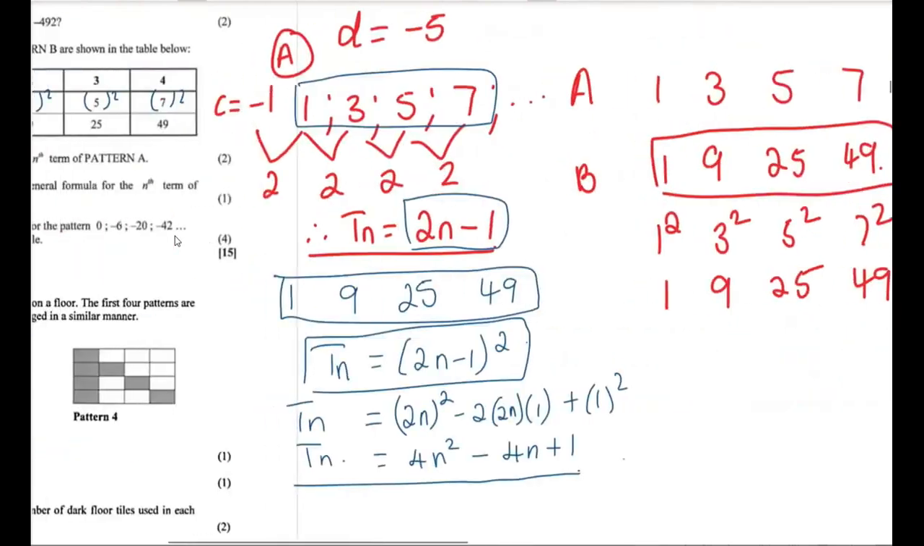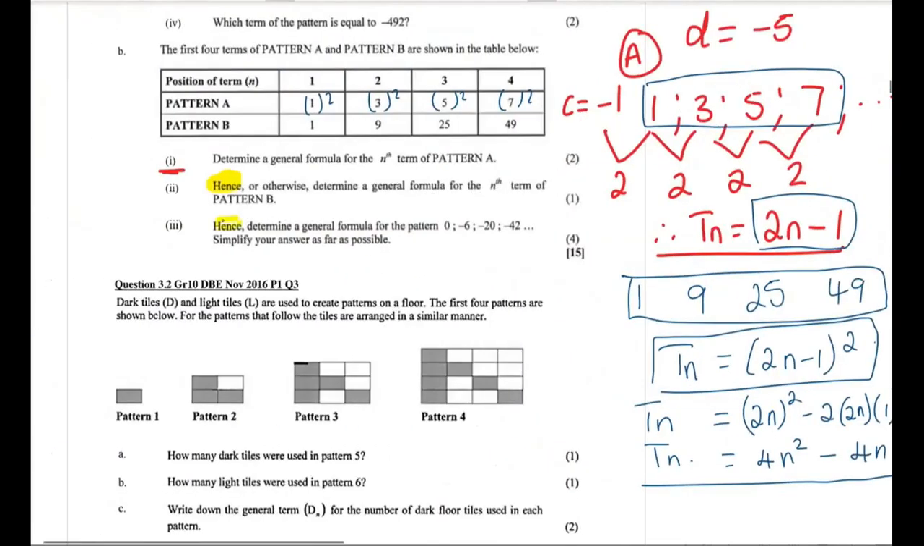All right, guys. Then there's another hence again. The moment you see hence, it means the things that you've used above, you can use them again here. Let's go. Find the general term for the pattern 0, minus 6, minus 20, minus 42. Simplify your answer as far as possible.